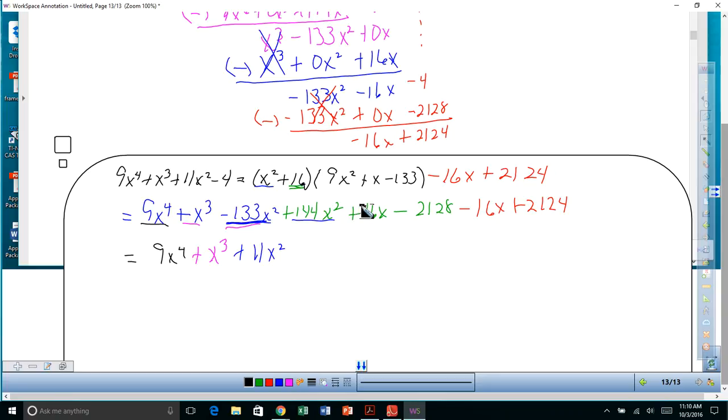And then we've got 16x minus 16x. So those two cancel out. Good, good. And then negative 2128 plus 2124 will give you minus 4. And this and those, they are equal. They're the same thing. So that worked out real well. Good.